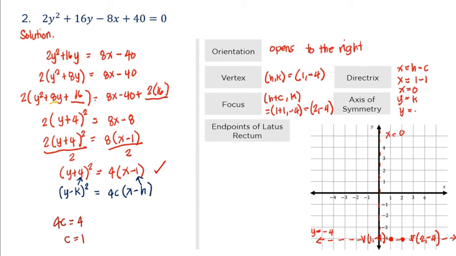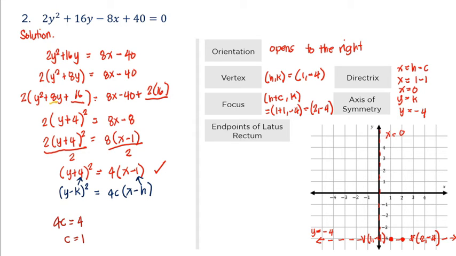Now, for the endpoints of the latus rectum, okay, since it is opening to the right, the endpoints of the latus rectum are above and below the focus, right? Since 2c is the length from the focus to one endpoint, we will add 2c here. Okay? And since our c is 1, you will add 2 times 1, so 2 units above and below the focus. Okay? If above and below, what changes is only the y-coordinate.